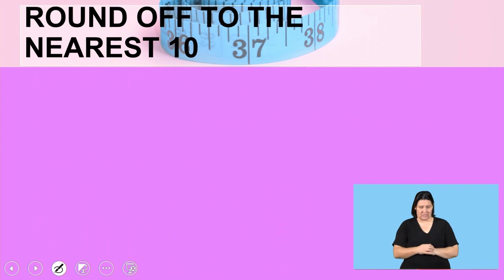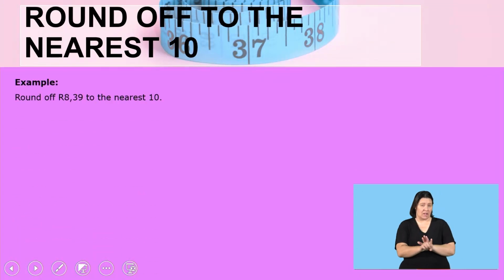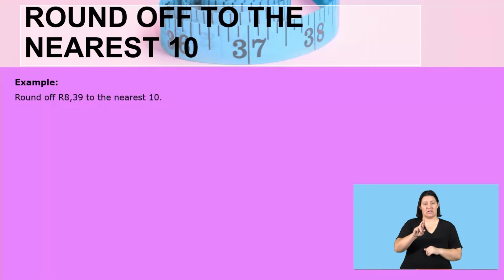This is just what I was explaining. I want to take you through an example. Our first example: round off 8 Rand 39 to the nearest 10. To round off 8 Rand 39 to the nearest 10 means that, because in South African currency we don't have the 9 cents, we need to round it off either to the 30 cents or to the 40 cents. So let us have a look at what we are looking at to round it off.